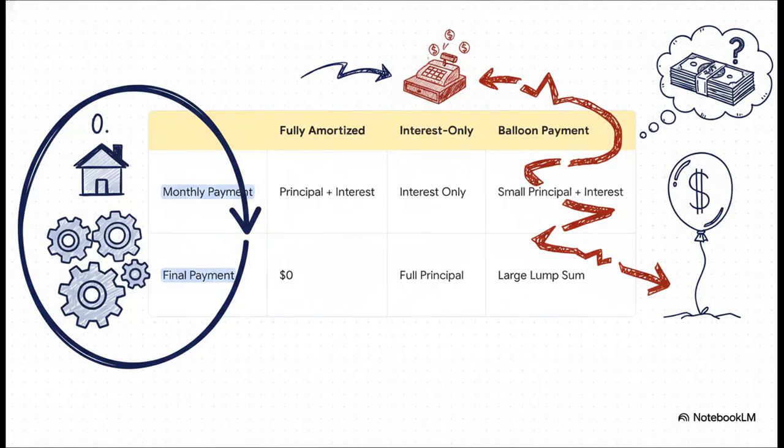And looking at this chart, you can really see the trade-offs crystal clear. The fully amortized loan is all about stability. You know exactly what you're paying and you end with a zero balance. The other two, they give you lower payments right now, which can be great for cash flow. But you've got to be ready for that massive bill at the end. It really comes down to what you're optimizing for, long-term peace of mind or short-term savings.